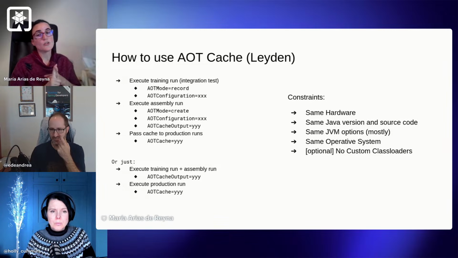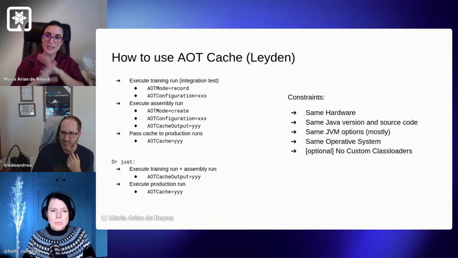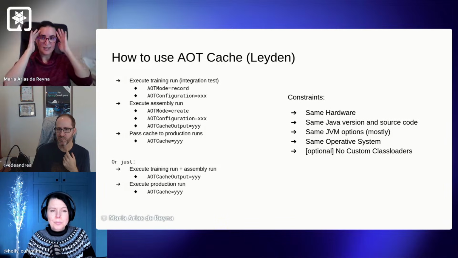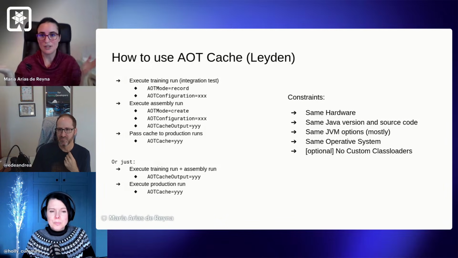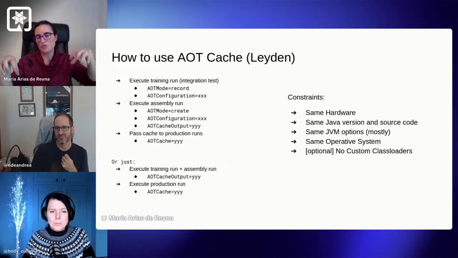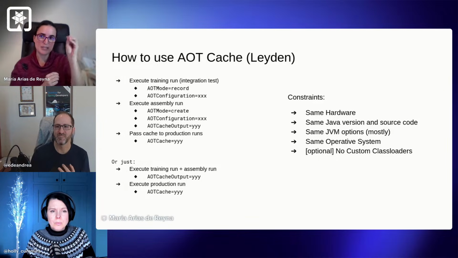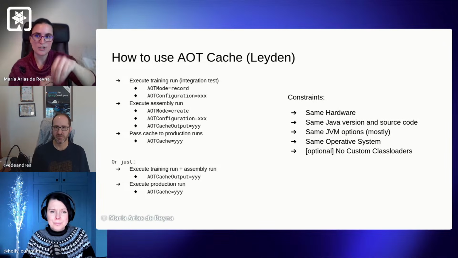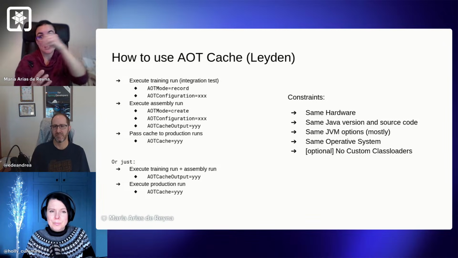And there are some constraints here, and once I explain why there are constraints, you will understand it makes sense. I mean, you cannot do it any other way. So you need the same hardware, both in the training run, where you get all the information, and the production run, when you really run this thing. Because if you are getting all the optimizations based on the specific chip, CPU version, blah, blah, blah, you need to use the same hardware.